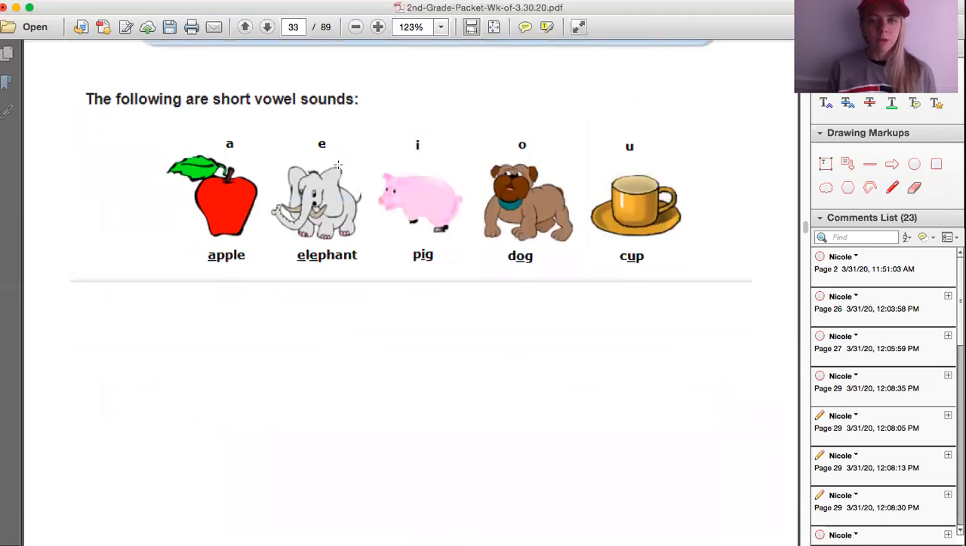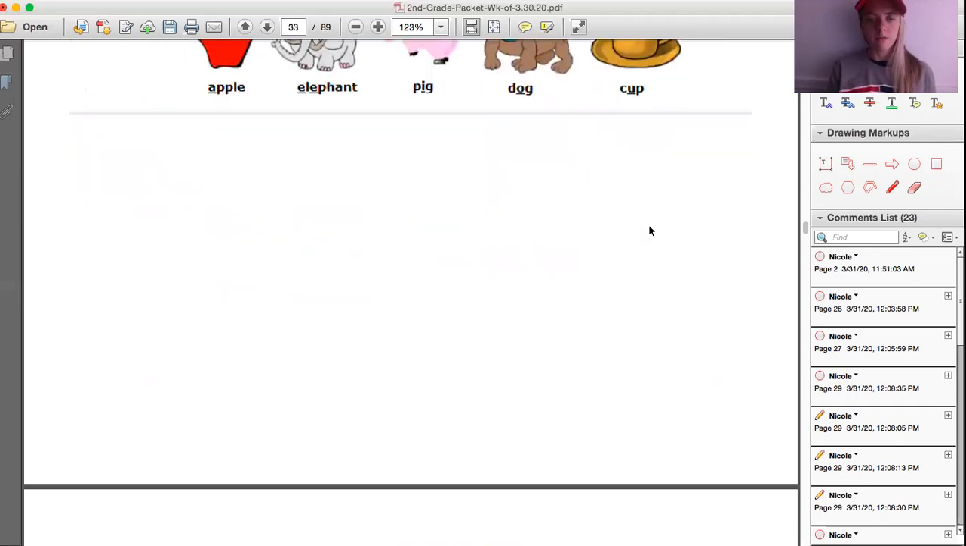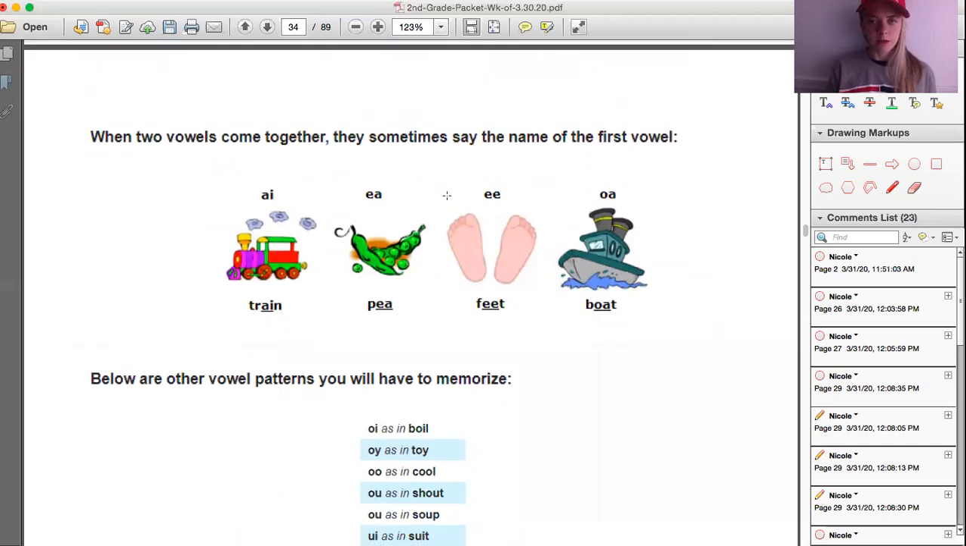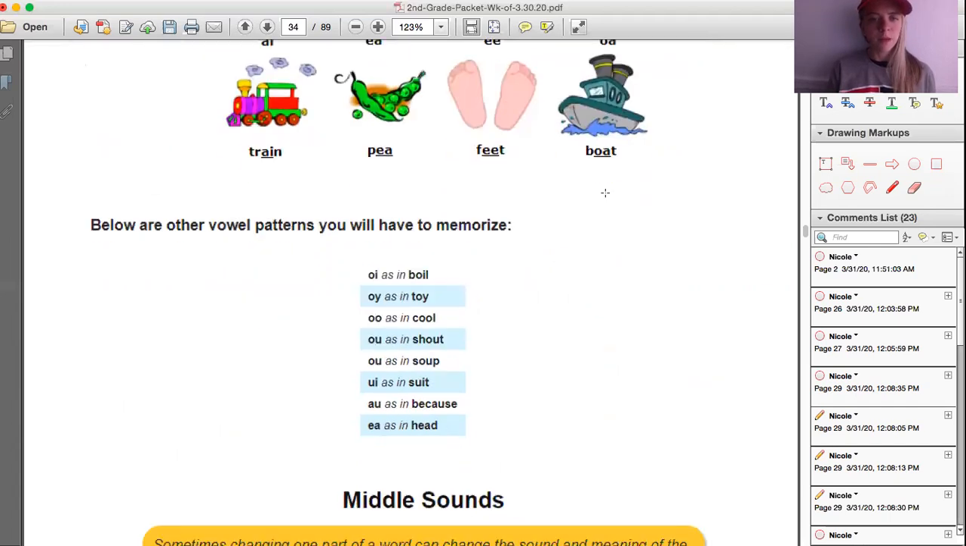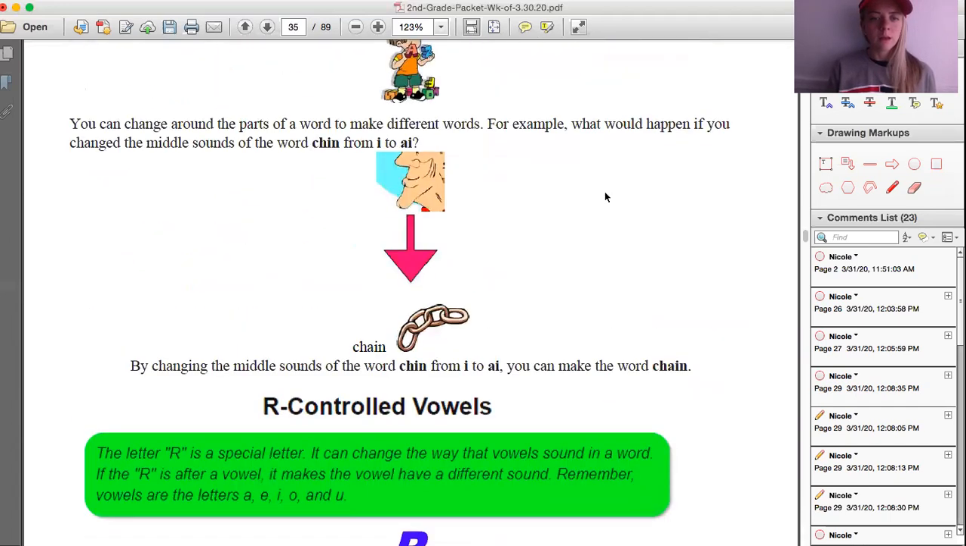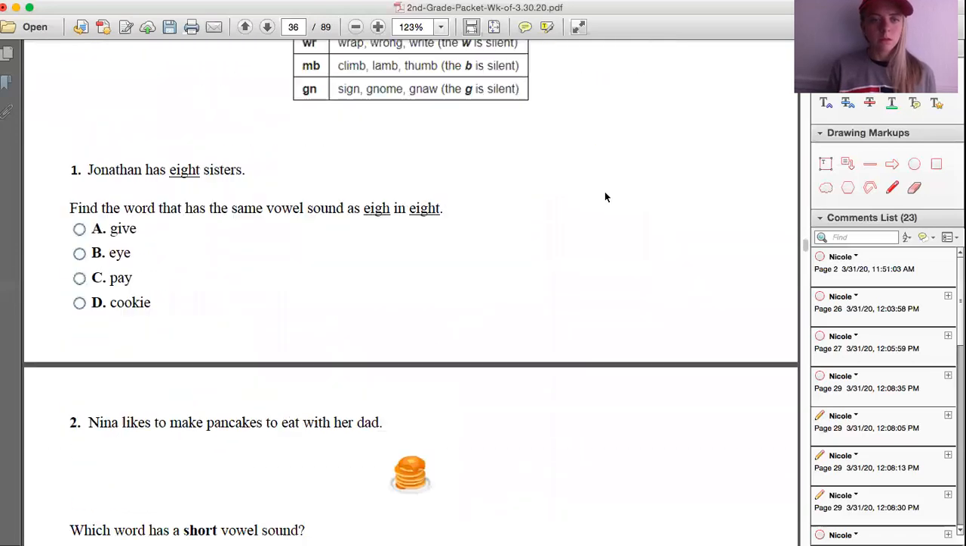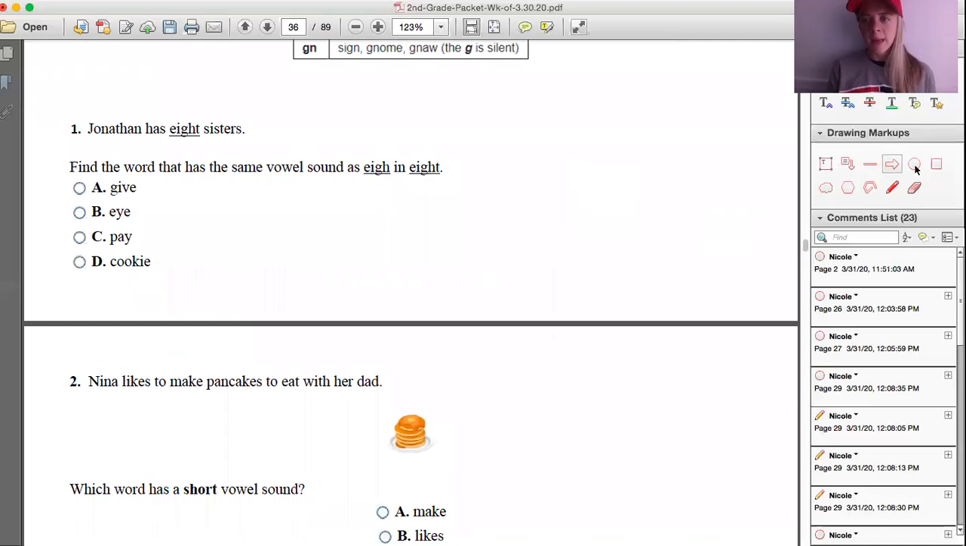And again, a couple more examples. The following have short vowel sounds: apple, elephant, pig, dog, and cup. And two vowels that come together and say the name of the first vowel: train, A; feet, E; boat, O. Scroll down. You guys know all of these.